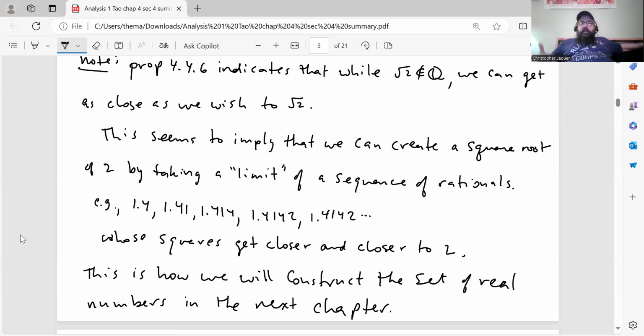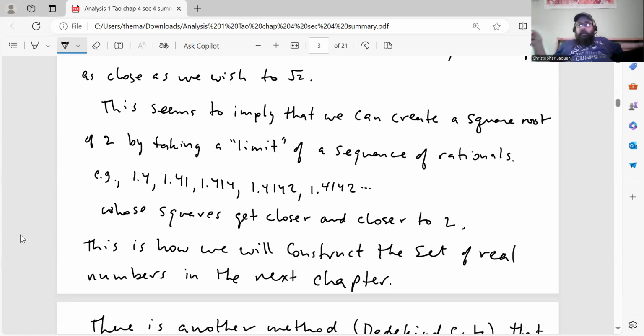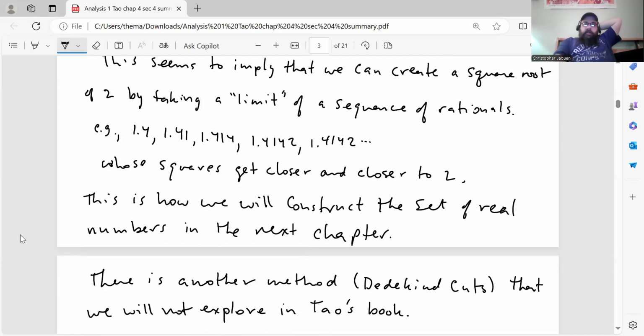This seems to imply that we can create a square root of 2 by taking a limit of such a sequence, right? For example, 1.4, 1.41, 1.414, et cetera. If you notice those numbers, when you take their squares, the squares get closer and closer to 2. And this is the idea behind how we're going to construct the real numbers in the next chapter in Tao's book. So that's the idea behind the Cauchy sequence method for constructing the real numbers.